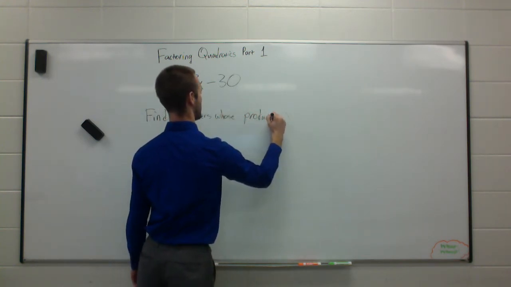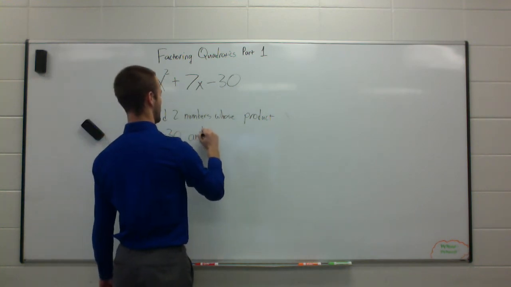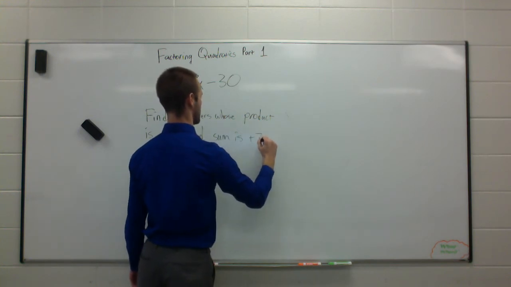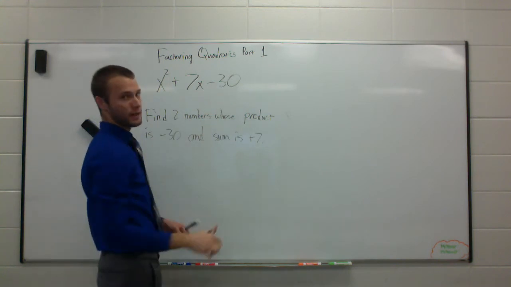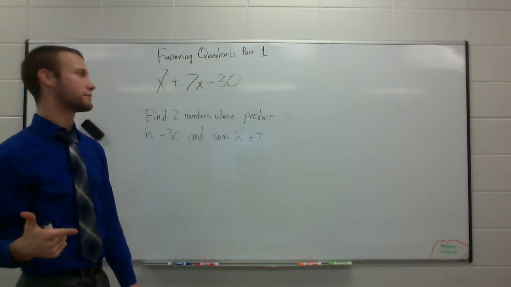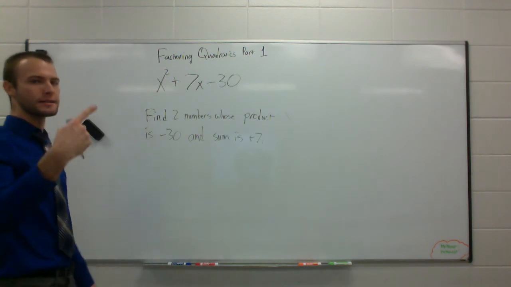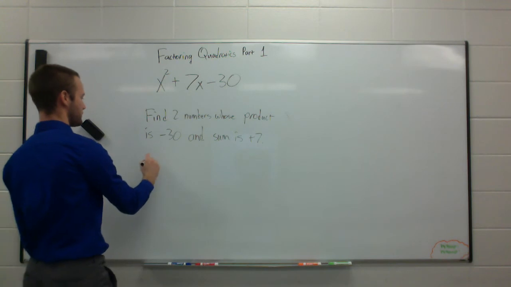Product is negative 30, and sum is positive 7, right? So if they multiply to a negative, that means we need to have one negative and one positive. And notice they're adding to a positive, so that means that our positive is going to be bigger than our negative. So we can start by listing factors of 30.